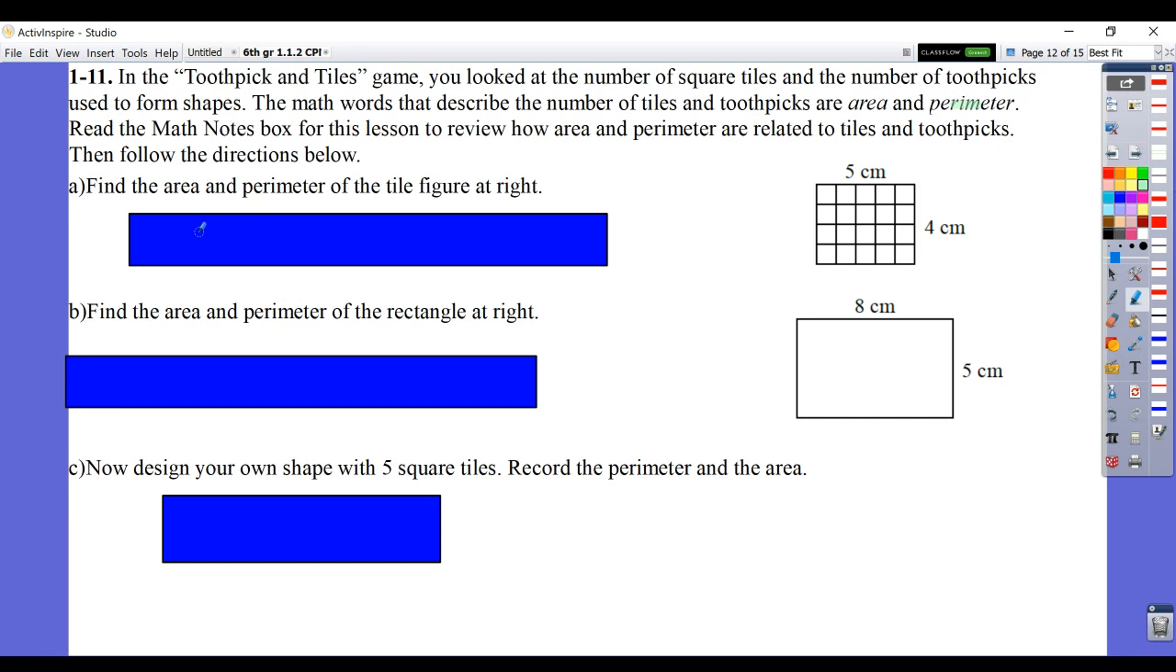So they want you to find the area and perimeter of this figure, then find the area and perimeter of this figure, and then design your own shape with 5 square tiles and record, or in other words, write down the perimeter and the area of that.